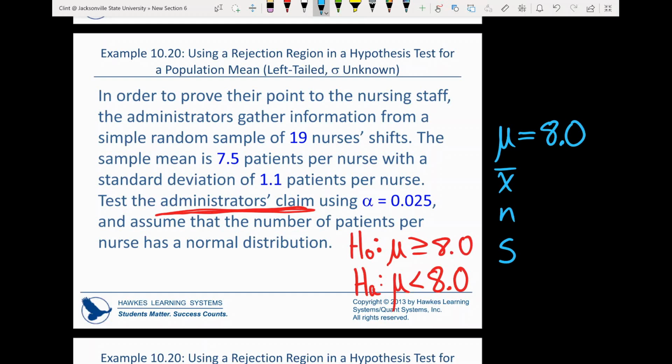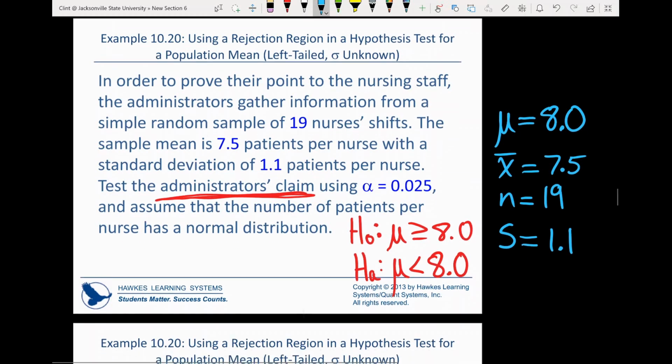And if we look at what our data tells us, it says a simple random sample of 19 nurses' shifts, so that's n. The sample mean is 7.5 patients, so x bar is 7.5. And then from this sample data, it says with a standard deviation of 1.1 patients per nurse. So that is our sample standard deviation, s. Okay, so now we can calculate our test statistic.